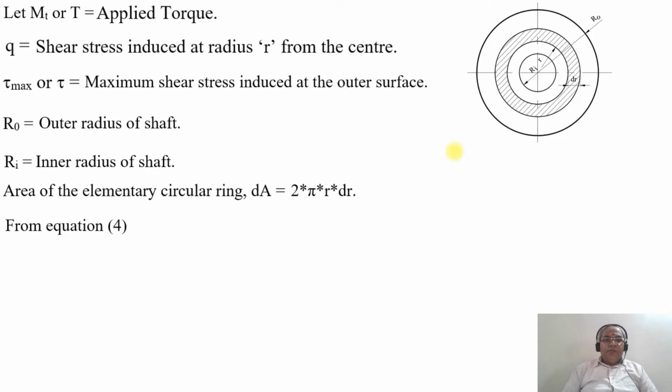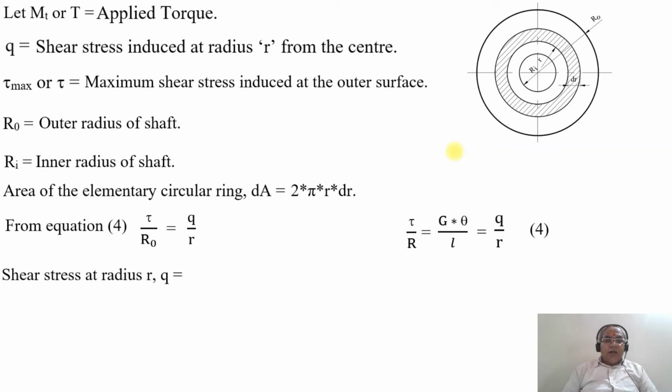So from equation 4, that is tau by r is equal to G theta by L, which will be equal to small q by small r. So from equation 4, tau by R0, because that is the external radius, will be equal to small q by r. So the shear stress at radius small r, which is q, will be equal to tau into small r by capital R0.